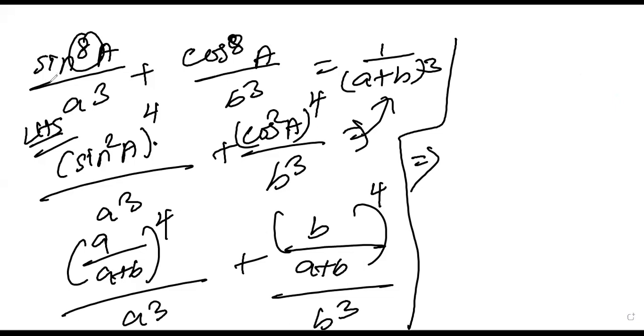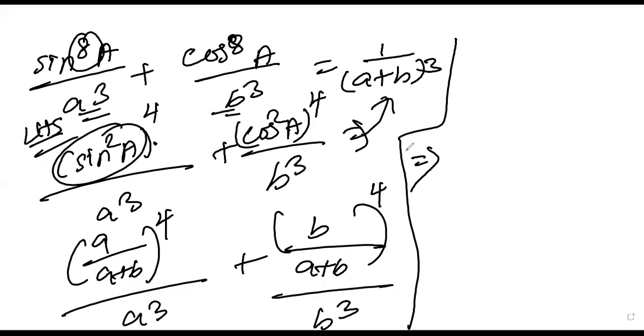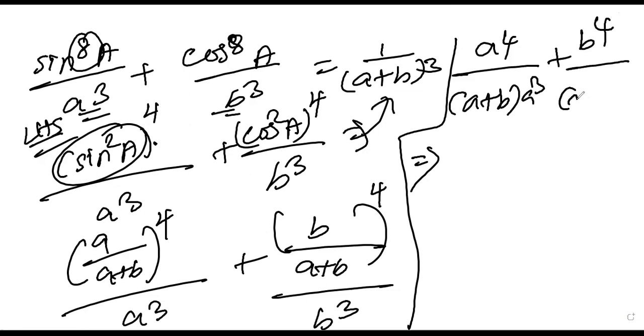I'll explain from here. Sin power 8a can be written as sin square a the whole power 4. Cos power 8a can be written as cos square a the whole power 4. A cube and b cube stay the same. I've substituted the value of sin square a, substituted the value of cos square a. So now we just have to simplify this. A power 4 by (a plus b) power 4 into a cube plus b power 4 by (a plus b) power 4 into b cube. Please change this sum. This is my bad.